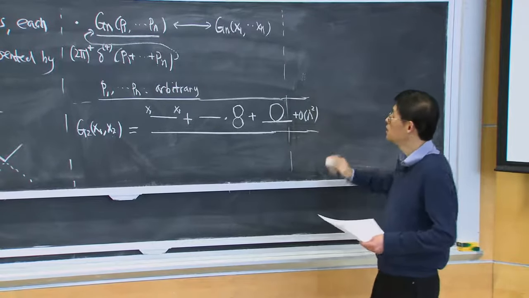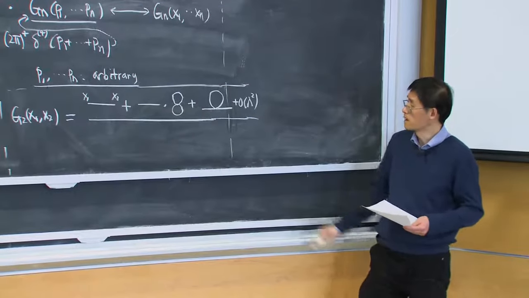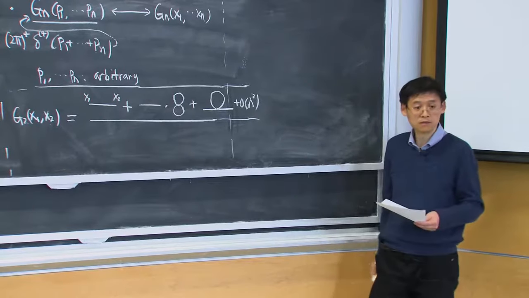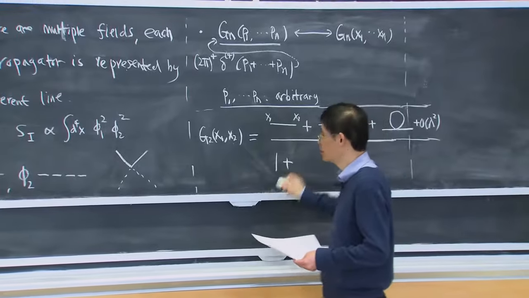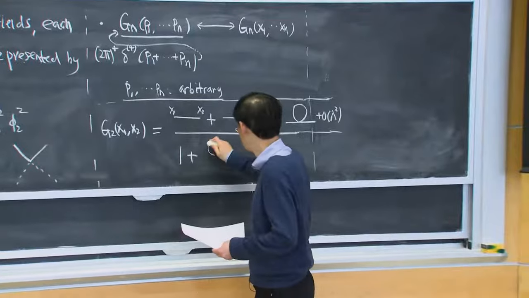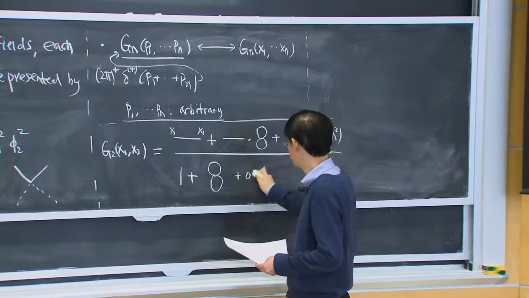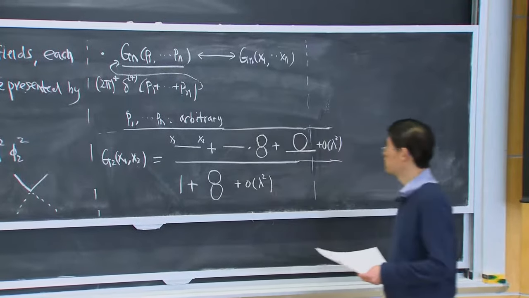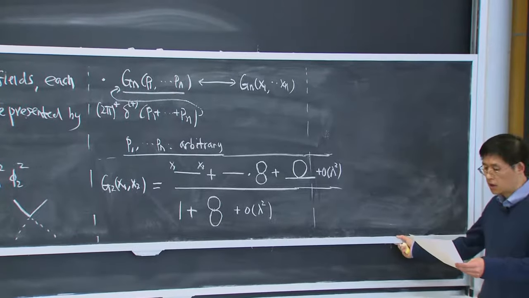So this is the order lambda order. And downstairs, you have one, and then you essentially have a single si, and the only contraction is just given by this. And then plus order lambda squared.